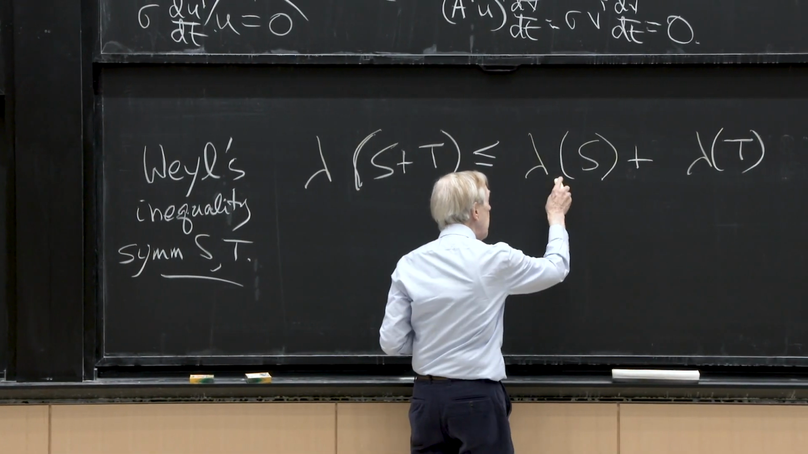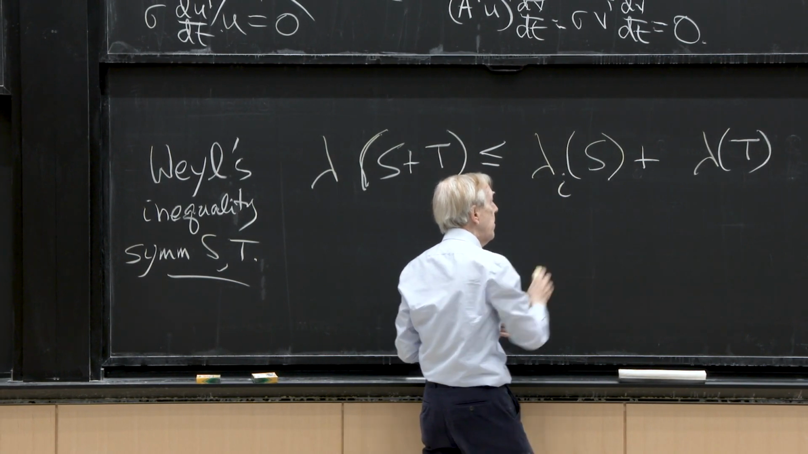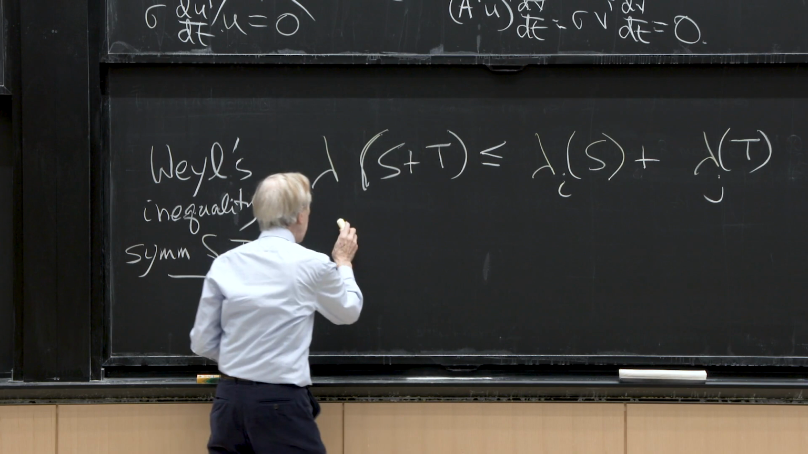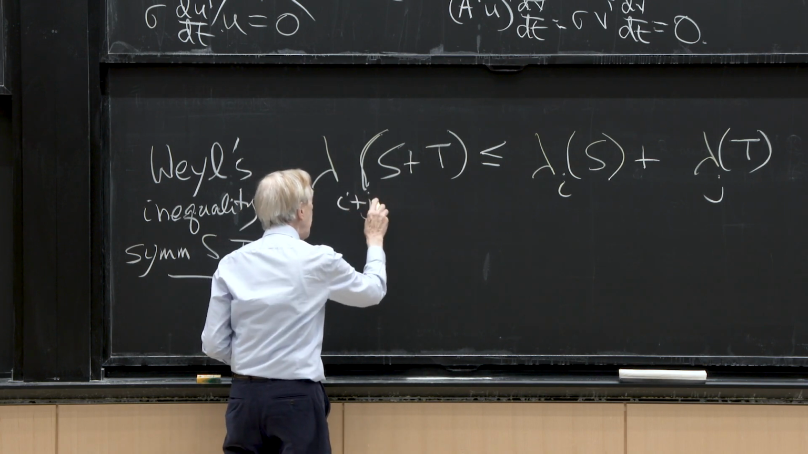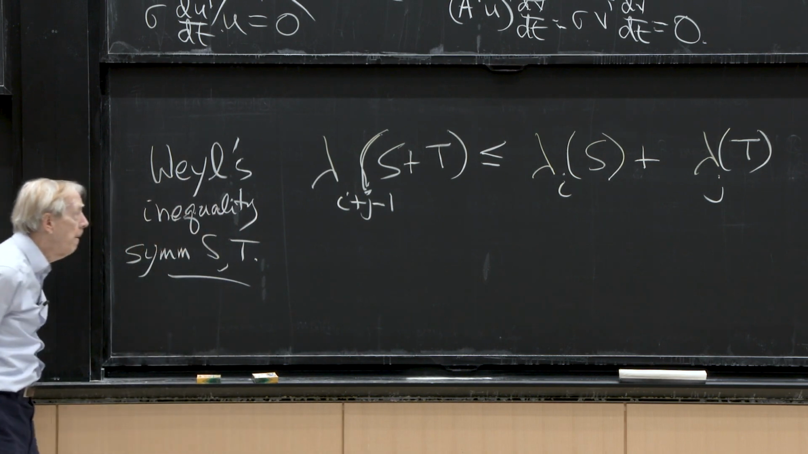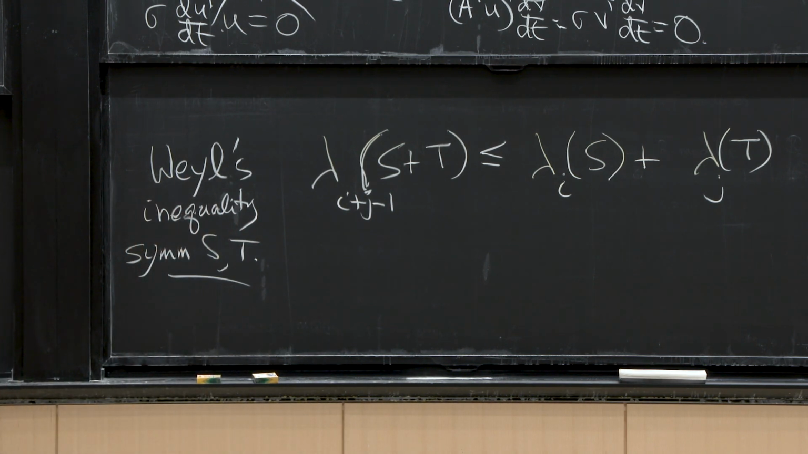Weil allowed the ith eigenvalue of S and the jth eigenvalue of T, and figured out that this was bounded by that eigenvalue of S plus T. So that's Weil's great inequality, which reduces to the one I wrote here, if I make the right choice. Yeah, probably if I take j equal to 1.